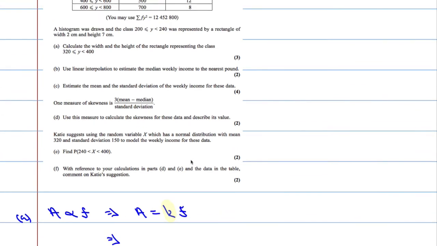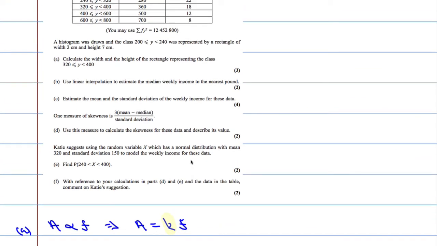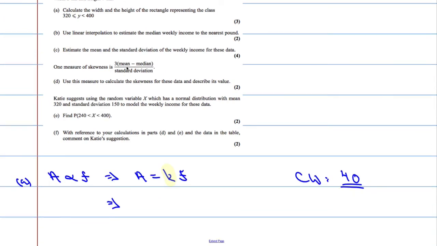So, we need the width and the height of the rectangle we're asked to calculate. Well, we know the width of this class interval. Let's look at the class interval. This is the class width from 200 to 240, which is a class width of 40. The bar width is 2 and the height is 7, which means that its area must be 14. 2 times 7 is 14.